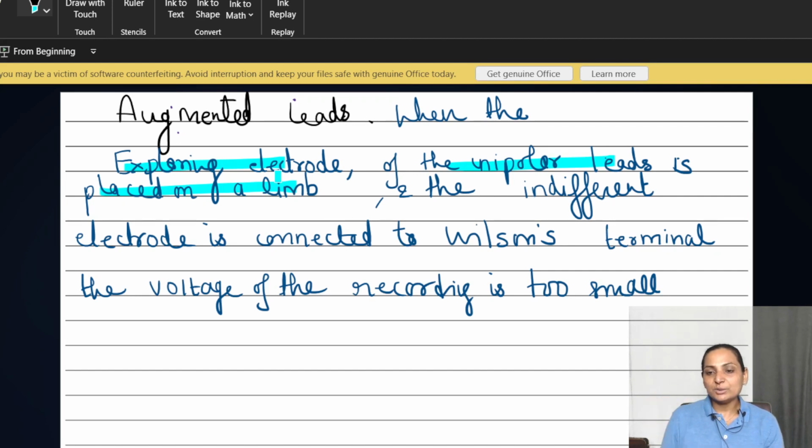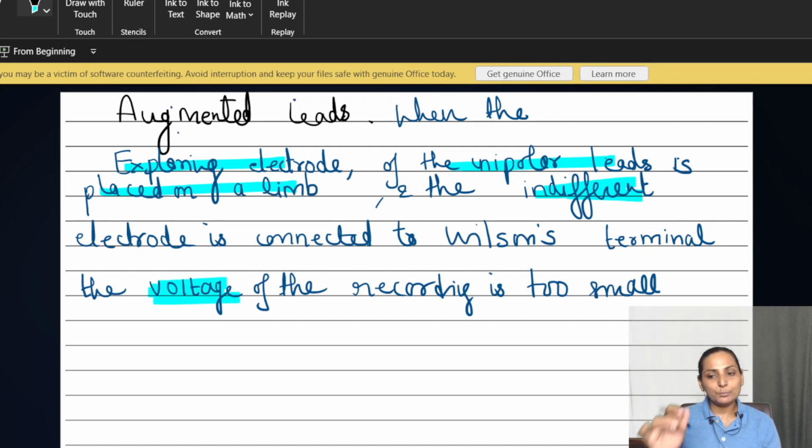But if we take a unipolar lead, if that is our exploring lead, and we connect it to the limb, and the other terminal is the indifferent electrode, then we find that the voltage or the recording of that voltage is very small, not good. So in case of V1, V2, it is V1 minus the indifferent electrode. But when you are keeping the exploring electrode on the limbs and you are taking the other as the indifferent electrode, which is the Wilson's terminal, at that time the recordings are very small. The magnification is not good.